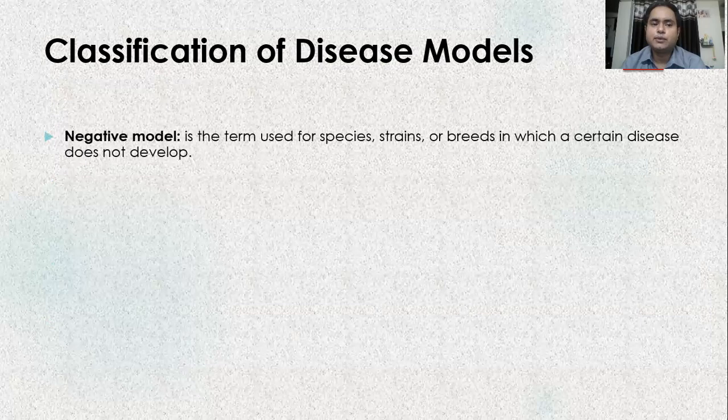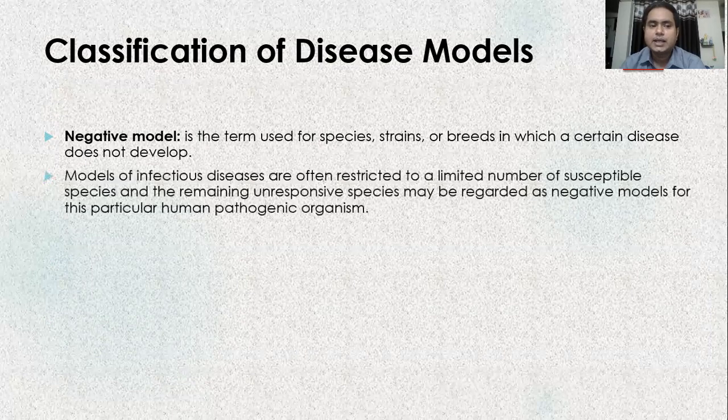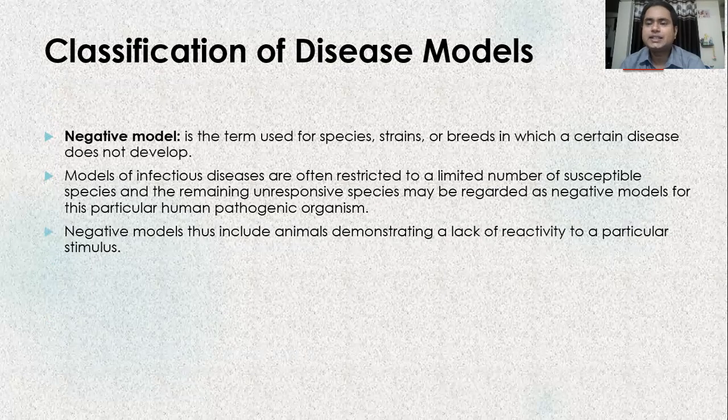Next is the negative model. This term is used for a species, strain or breed in which a certain disease does not develop. Models of infectious disease are often restricted to a limited number of susceptible species, and the remaining unresponsive species may be regarded as the negative model for this particular human pathogenic organism. The negative model thus includes animals demonstrating a lack of reactivity to a particular stimulus.